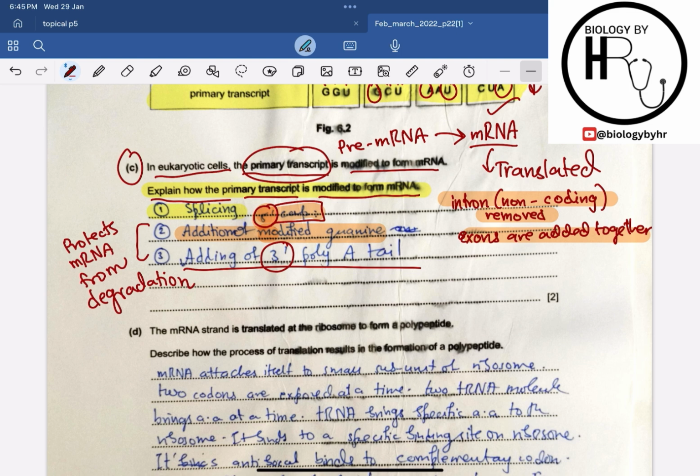Now let's discuss what the addition of the poly A tail is. Basically, if I underline it over here, if I highlight it over here, the poly A tail is a long chain of adenine nucleotides, right? It is added to the 3 prime end of the mRNA molecule, and it protects the mRNA molecule from degradation. I hope that this part is clear to all of you.